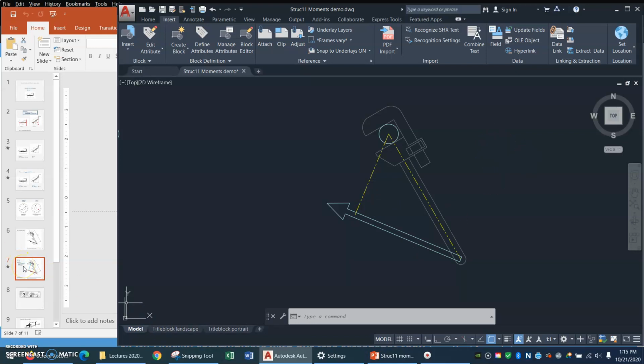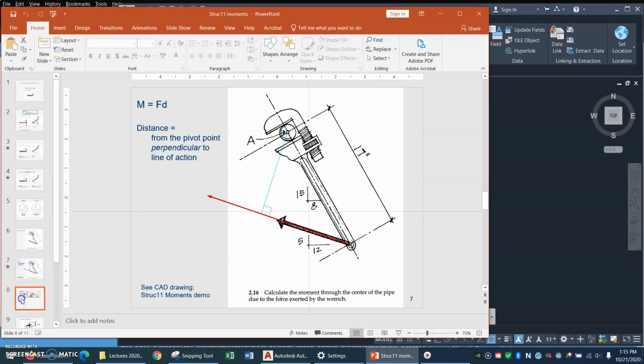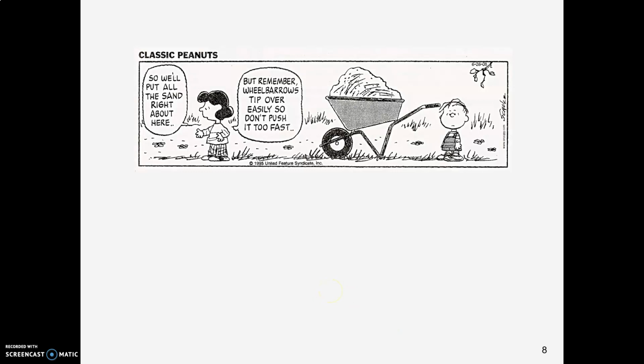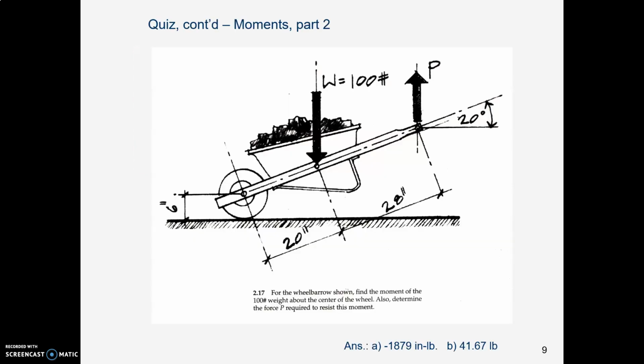Now let's go back to our wheelbarrow, which is the next problem. So we're trying to figure out what is happening with this wheelbarrow. And he tells us there's 100 pounds of dirt, let's say, in the wheelbarrow. It's pushing down here. And then there's you lifting up on the handle here. And the handle is sitting at a 20-degree angle, he says.